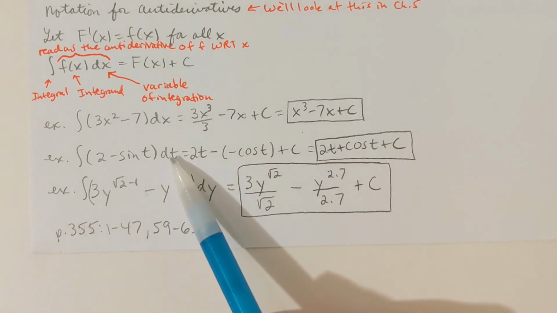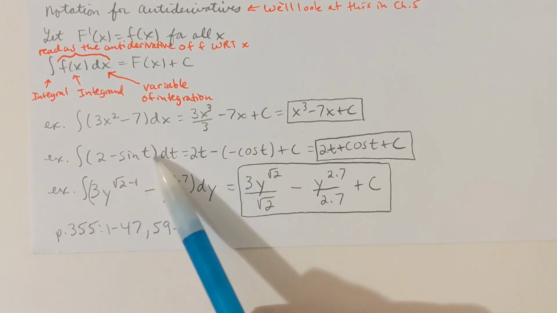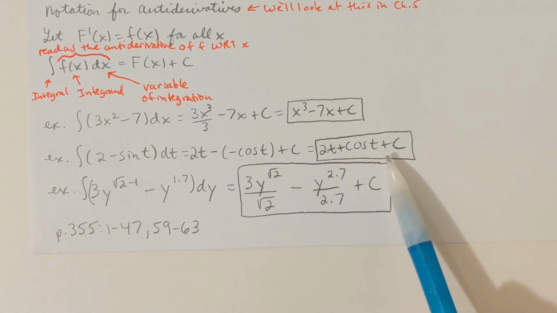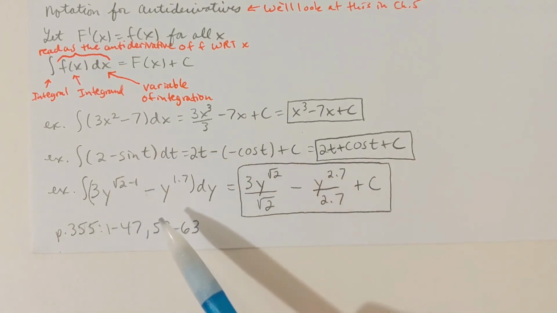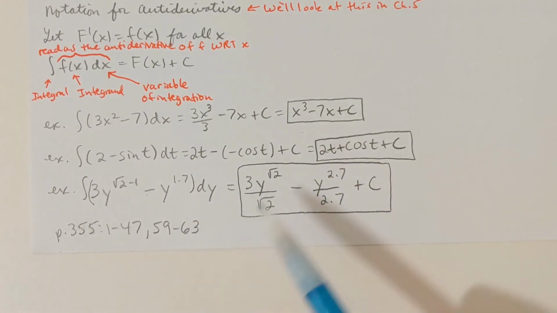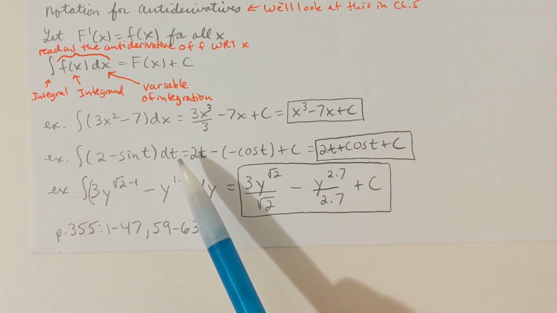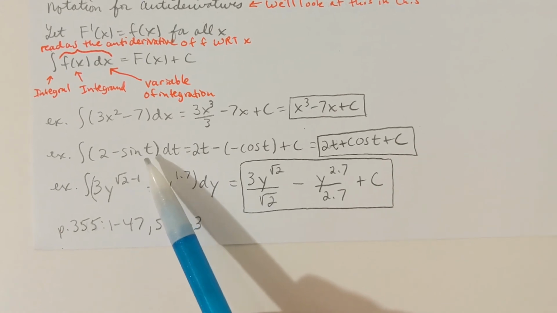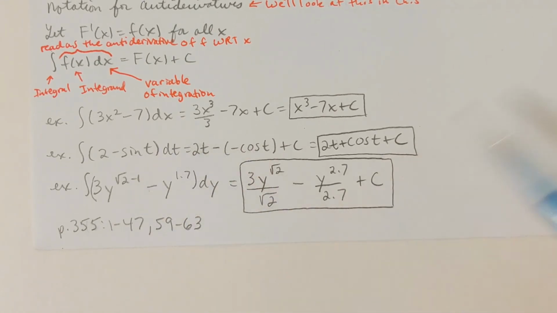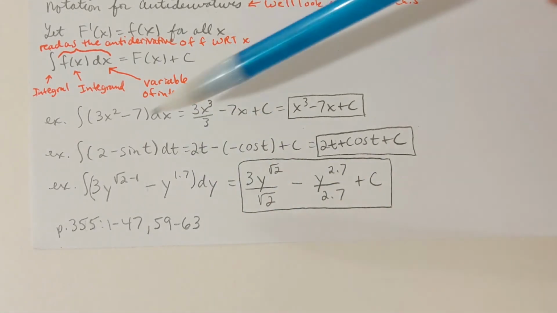By the way, if somebody were to write dx here, then 2 minus sine t would be thought of as a constant. And this would not be the correct answer then. It would be 2 minus sine t times x plus a constant. It would be a totally different problem. So make sure that you don't blindly write dx all over the place if the variable is not x. If the variable is t or y or whatever, make sure that you got the correct variable of integration there.